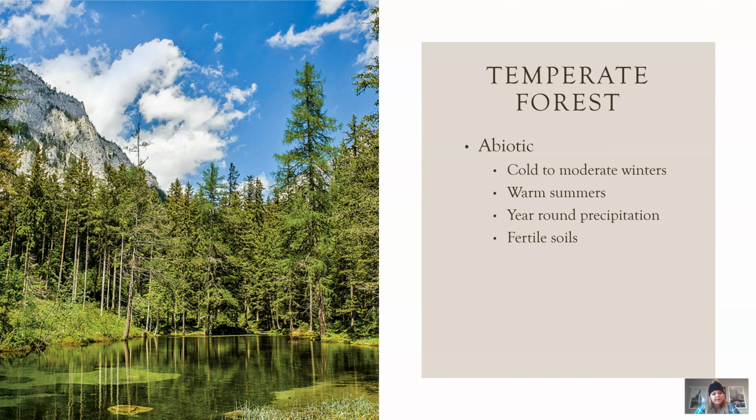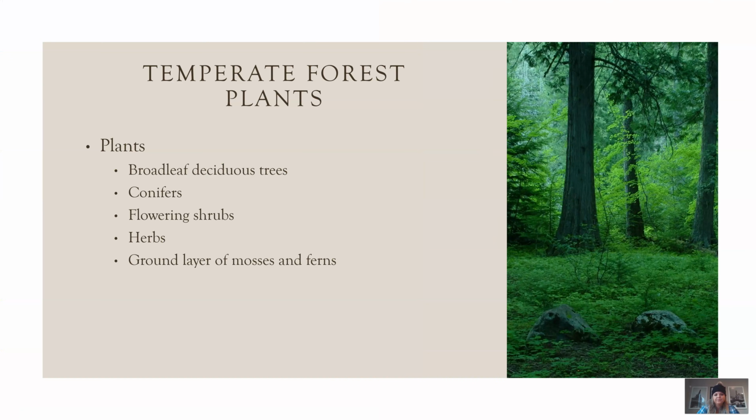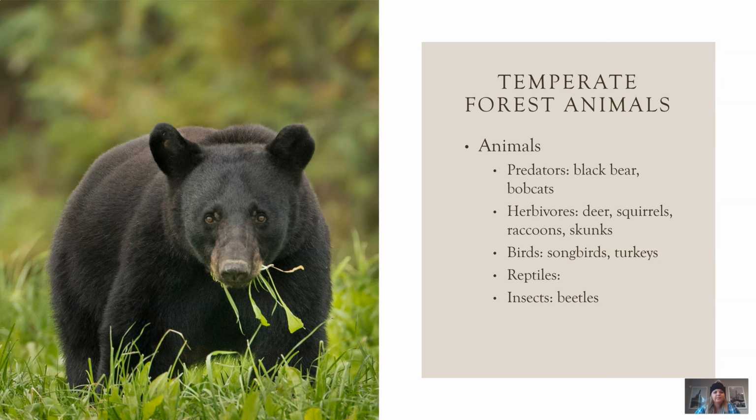All right, temperate forests. The abiotic factors here are cold to moderate winters, warm summers, year-round precipitation, and fertile soils. So the plants that we see here are broadleaf trees, conifers, flowering shrubs, herbs, and most of the ground layer is covered in moss and ferns. So basically, think of an overgrown forest is what we're looking at.